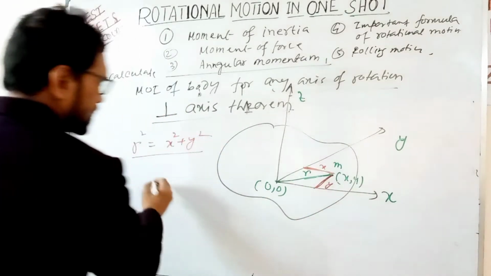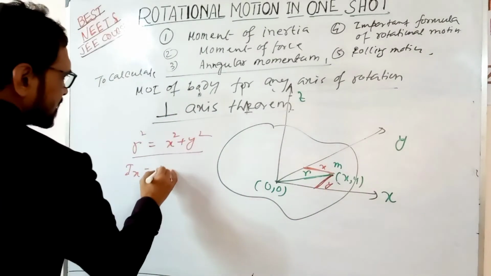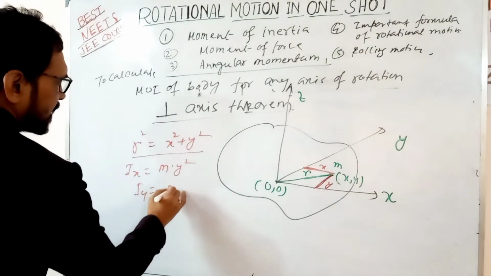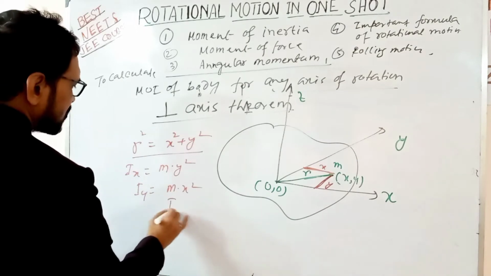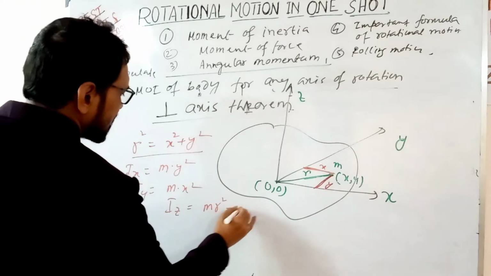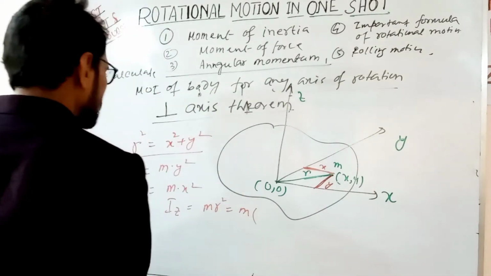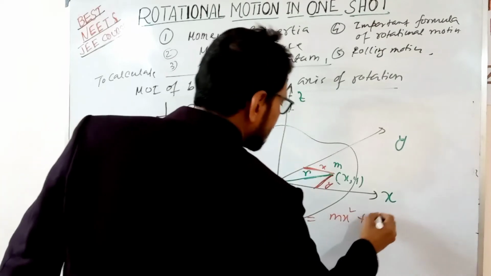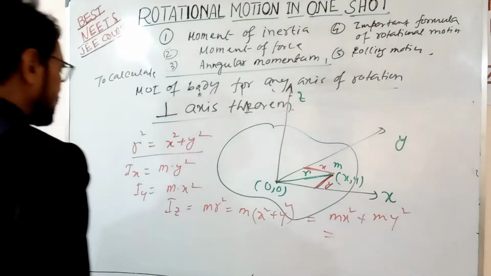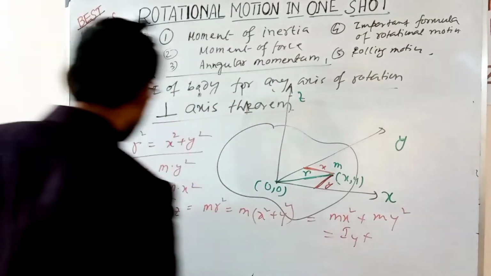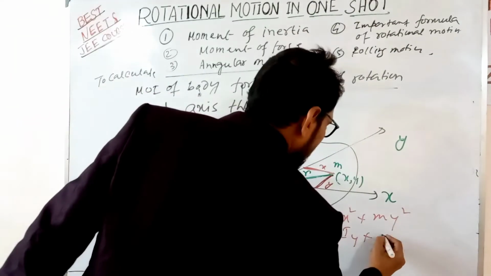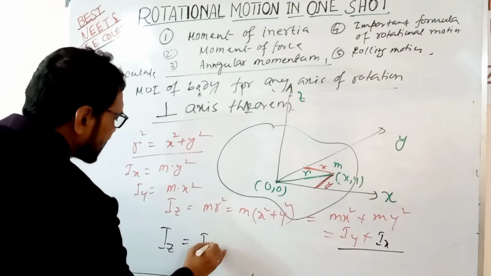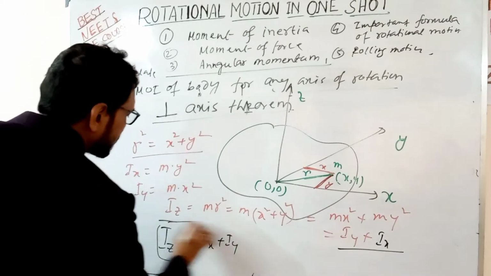Then we get I_x equal to m into y square, and I_y equal to m into x square, okay, and I_z equal to m into r square. Now m r square, what is r square? x square plus y square, which is equal to m x square plus m y square. m x square equals what? I_y. m y square equals what? I_x. So I_z equals I_x plus I_y. This is the perpendicular axis theorem.